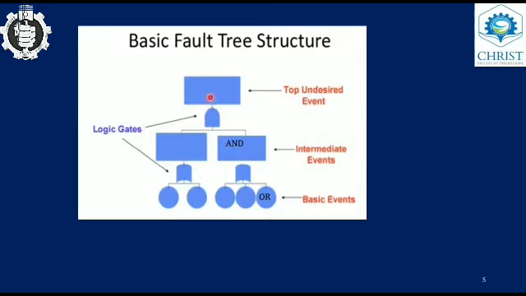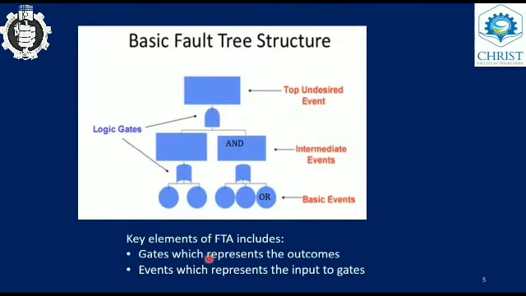So this failure may be due to the combination of these two, that means we are using an AND gate, and this failure is due to any of these three events. So here we have an OR gate, here we have an AND gate. An AND gate means a combination of two. Here an OR gate means either one of these three. Here also either one of these two. The gates represent the outcomes, and the events represent the input to the gates. Here these are the events, which are the input to the gates. These are the gates, and this is also a gate. It is also a combination of these two events.